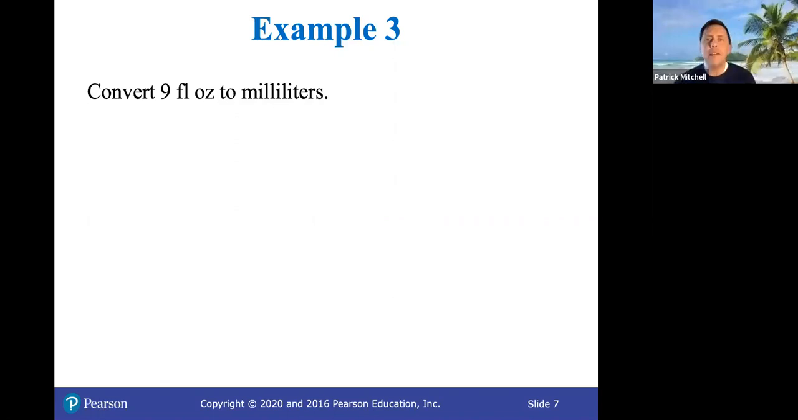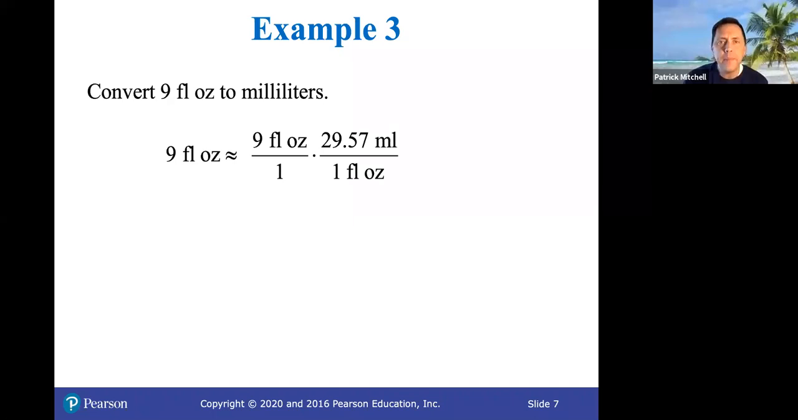All right, last example of this type, converting 9 fluid ounces to milliliters. Again, please feel free to try this one, and then unpause the video and check notes. All right, so 9 fluid ounces divided by 1. 1 fluid ounce is approximately 29.57 milliliters. Notice we're putting fluid ounces on the bottom so that they cancel, which means that the number of milliliters in 9 fluid ounces is 9 times 29.57, which is 266.13.